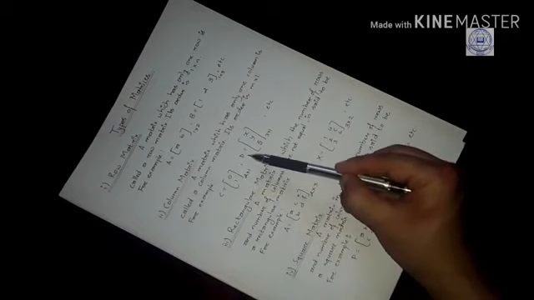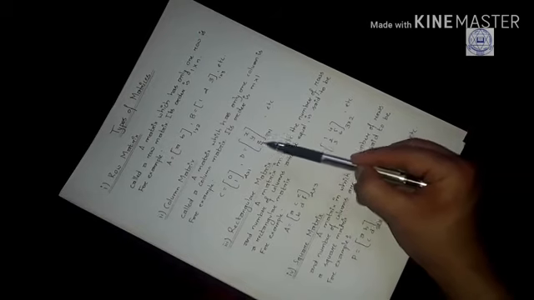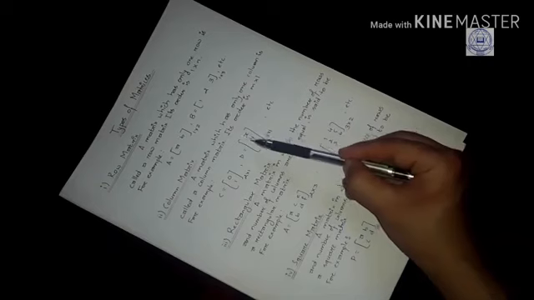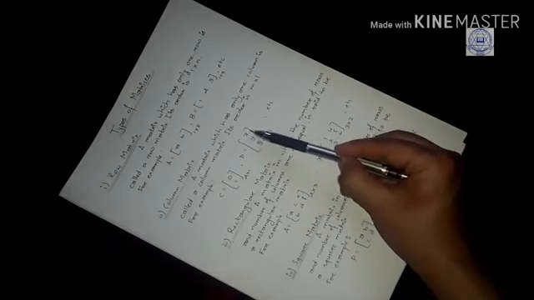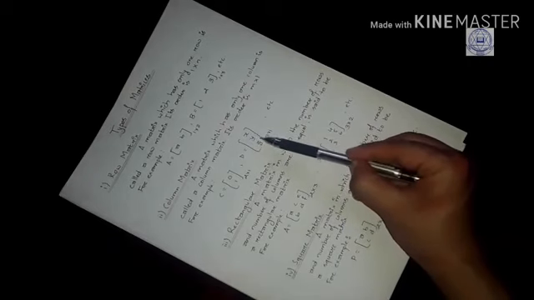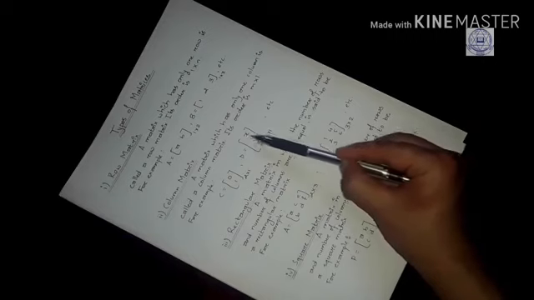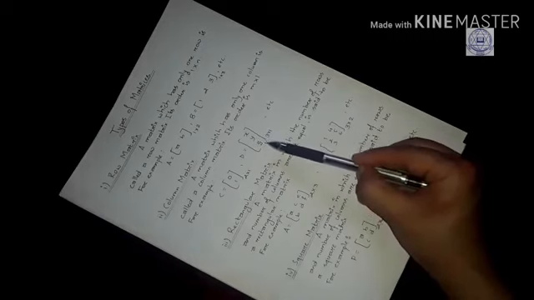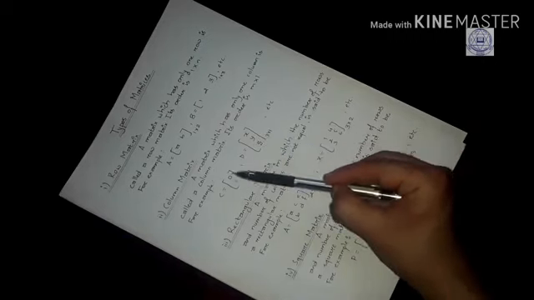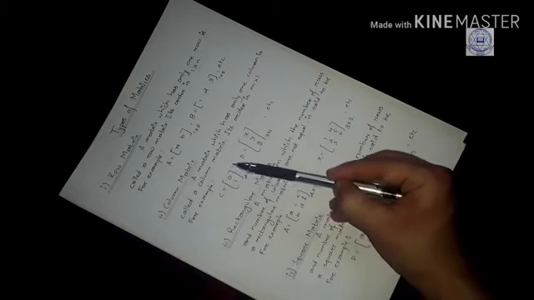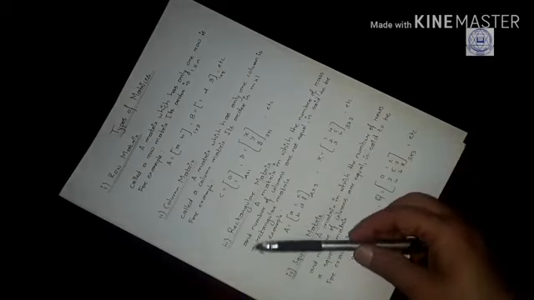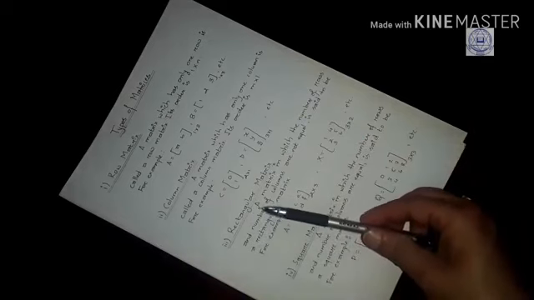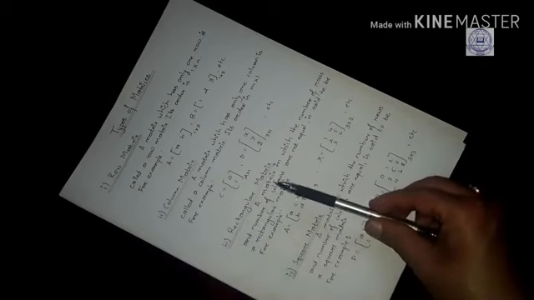And the second example is D, whose order is 3 by 1. Here you can see there are 1, 2, 3 rows but only 1 column. So it's very simple: row matrix has only one row, column matrix has only one column. The third matrix that we are going to discuss is rectangular matrix.